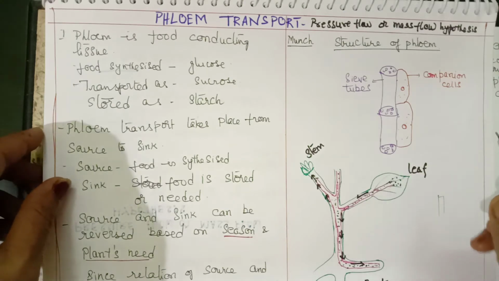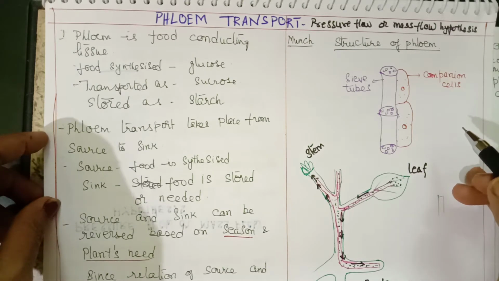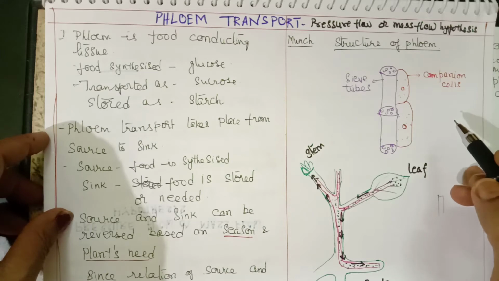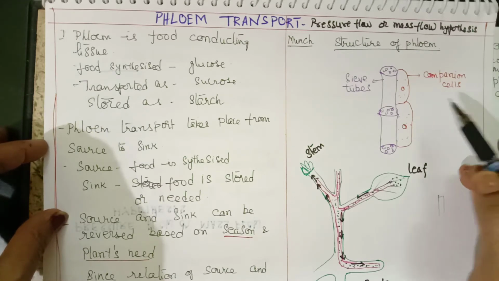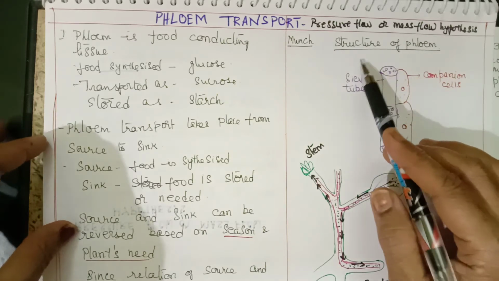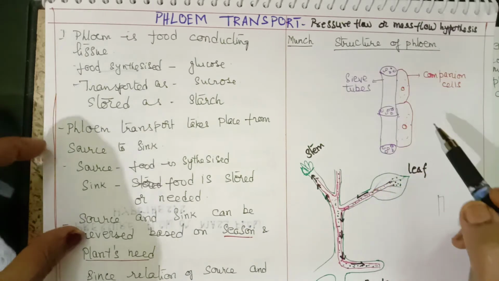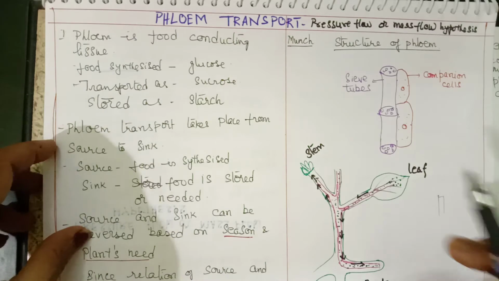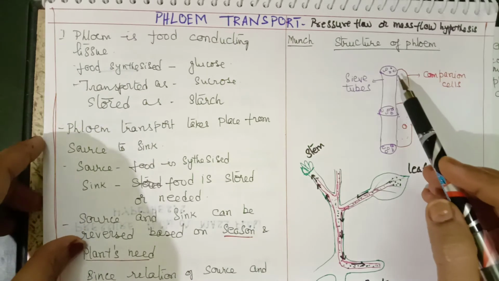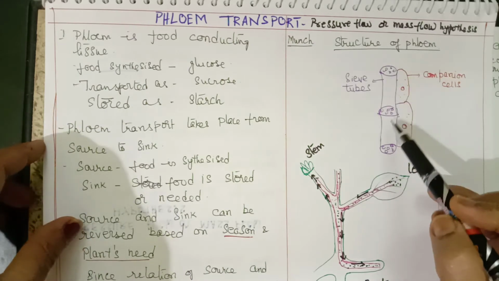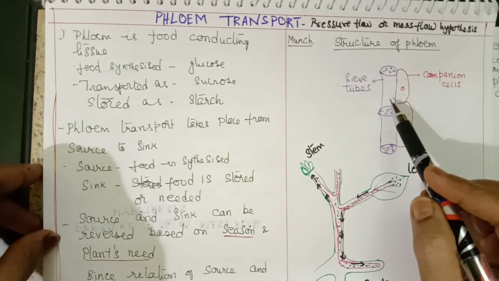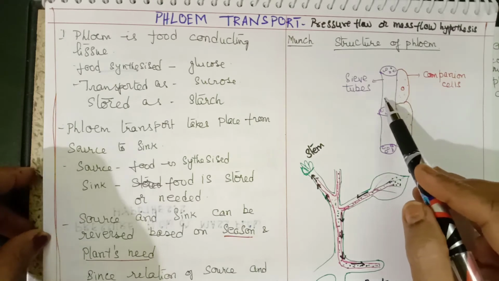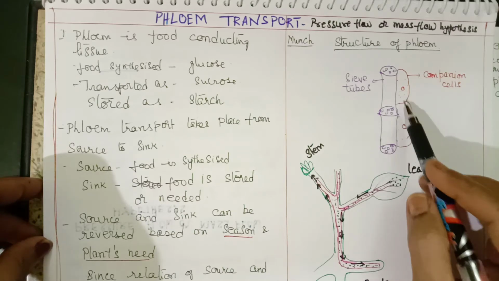Before we start with the actual mechanism of phloem transport, first I would briefly like to introduce you to the structure of phloem. What are the parts present in phloem basically? Phloem mainly consists of sieve tubes and companion cells. The sieve tubes and companion cells are associated very close to each other.